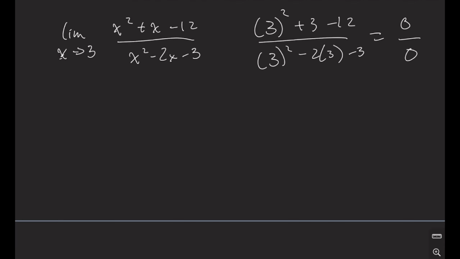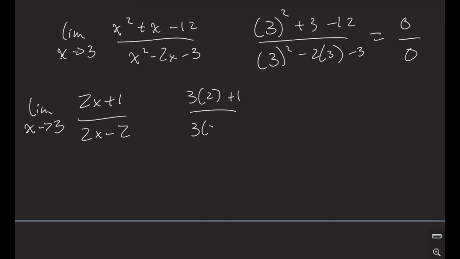And L'Hopital's rule says I take the derivative of the top and the bottom, and then I plug in my number for the limit, and I'll be okay. So let's do the same thing. I take the derivative of the top, 2x plus 1, derivative of the bottom, 2x minus 2, take the limit as x approaches 3, and so I plug in, so I get 3 times 2 plus 1, and then 3 times 2 minus 2, which is going to be equal to 7 over 4. Okay, that's the answer.